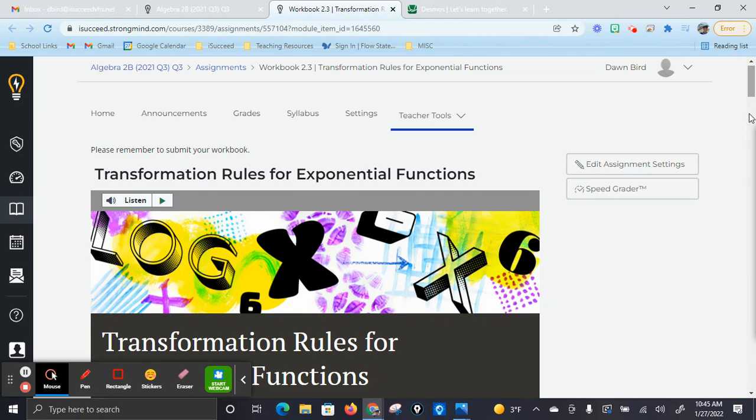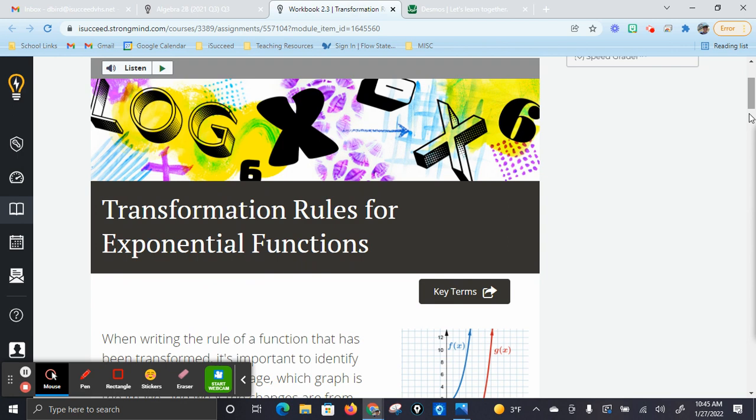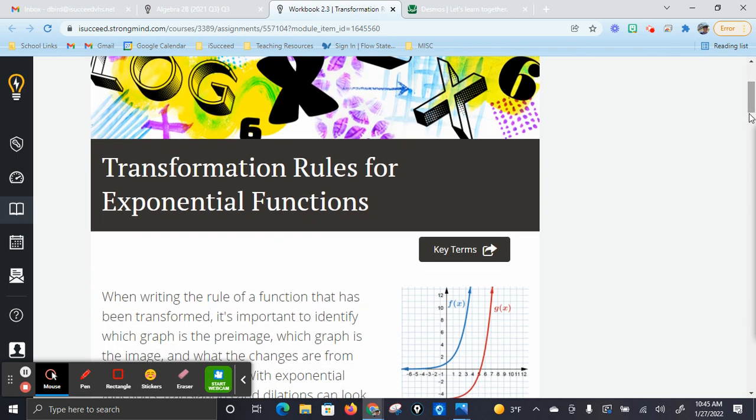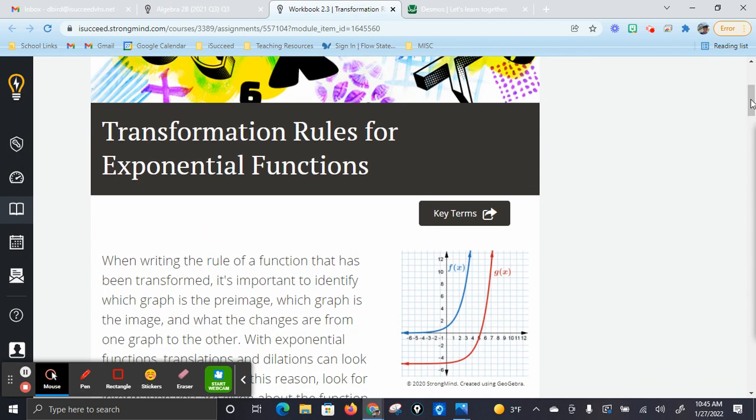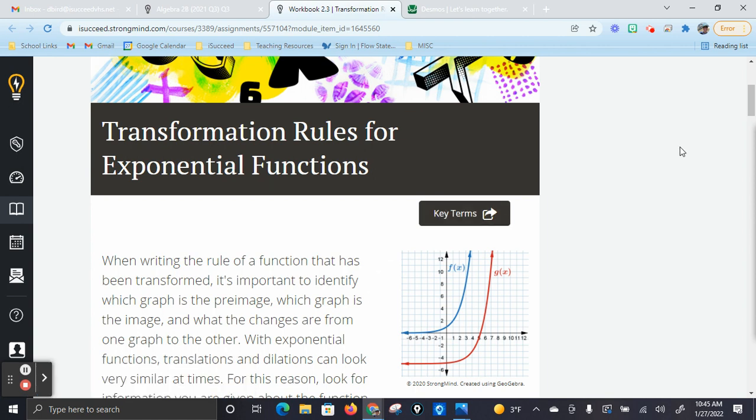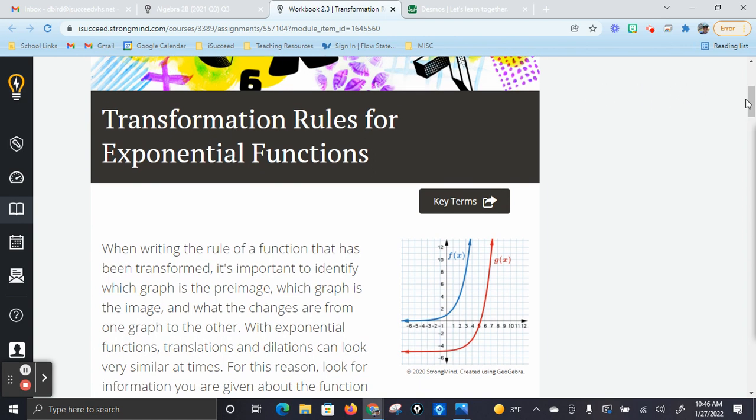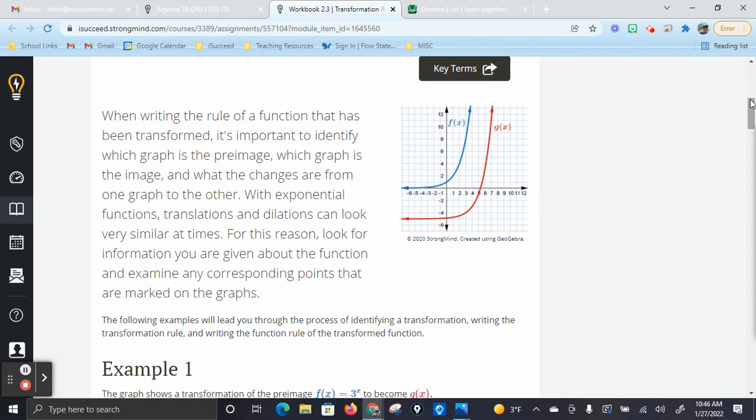Algebra 2B students, this is a tutorial video for the workbook of 2.3. We're going to be looking at transformation rules of exponential functions. So we're taking some of these transformations that you've already explored in Algebra 2A. I think you looked at them again earlier through this lesson, but we're applying them specifically to an exponential function.